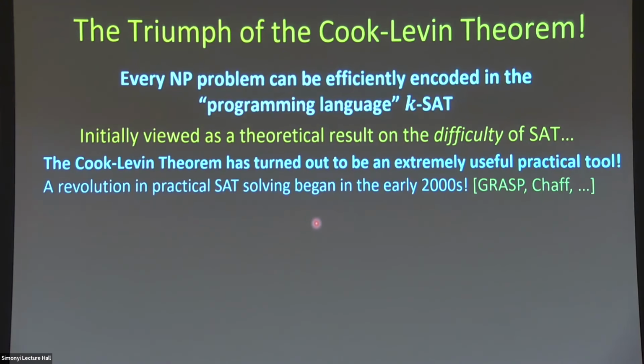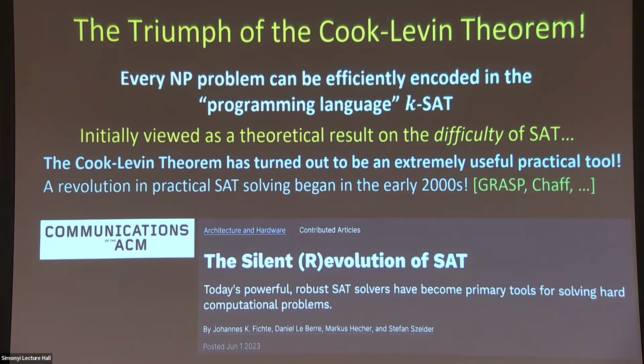But the Cook-Levin theorem has turned out to be an extremely useful tool in practice. Already in the early 2000s, with the solver GRASP by Marques-Silva and Sakallah, and the solver Chaff, which was developed here at Princeton by Sharad Malik and his group, they began to actually solve CNF-SAT, this conjunctive normal form SAT, faster. There's a whole article in the Communications of the ACM on this revolution. So now there are incredibly well-engineered CNF-SAT solvers that can be used in principle for solving any NP problem.